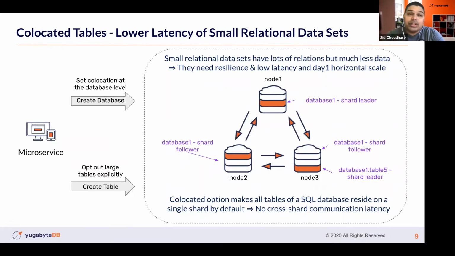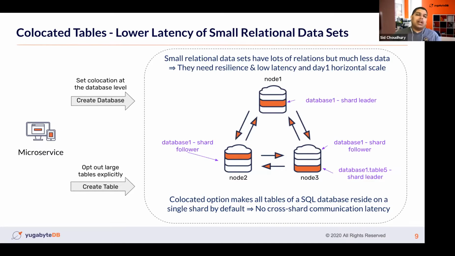Now, as a distributed database, where sharding is such a fundamental construct, and sharding is what allows us horizontal write scalability, we have to think hard as to how do we provide lower latency for smaller data sets, right? So one way to solve that problem is to delay sharding as much as possible. So what co-located tables does is, for a given SQL database, it puts all the tables and the relations into a single shard on day one.